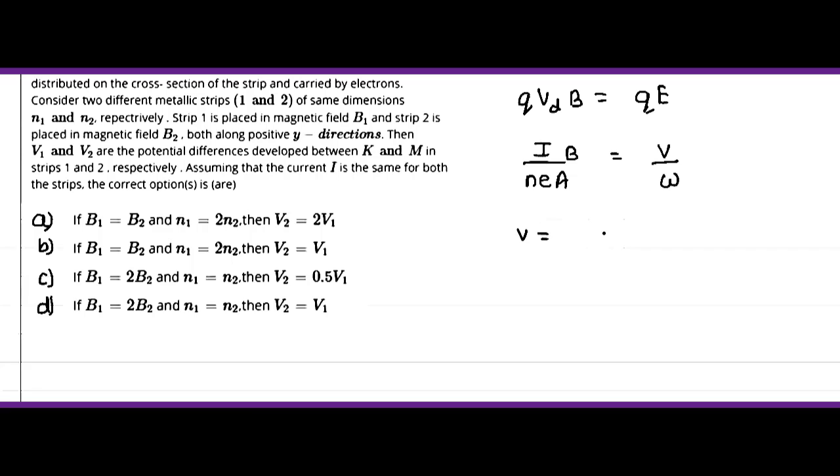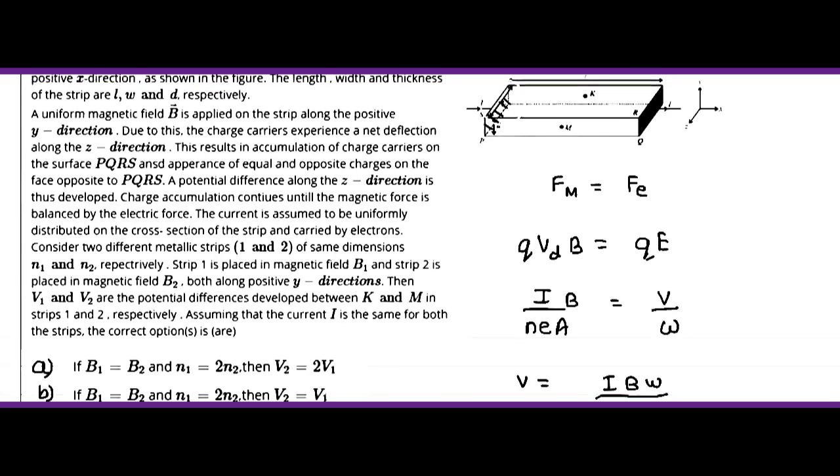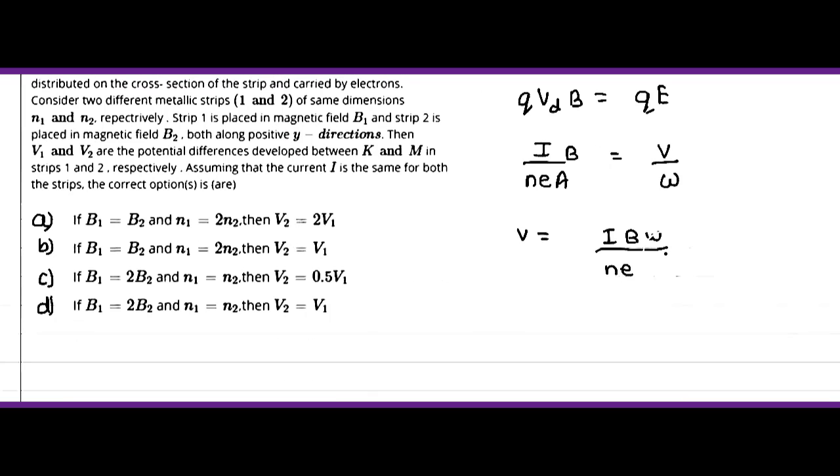So potential difference would be equal to I into B into W divided by N into E into A. What would be the area? So area would be W multiplied by D. Now this and this would be gone. So we can rewrite this statement as VD divided by B.